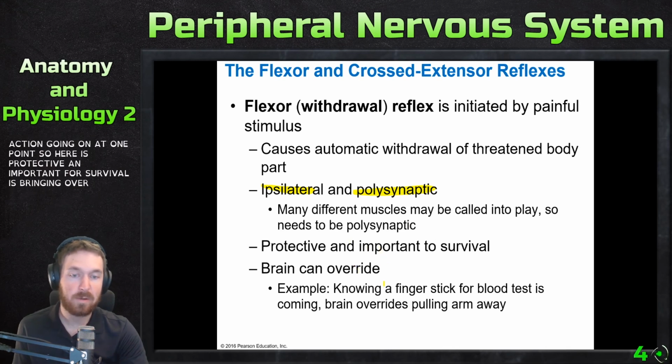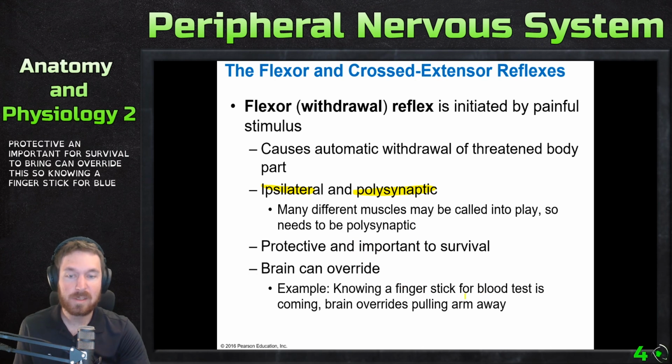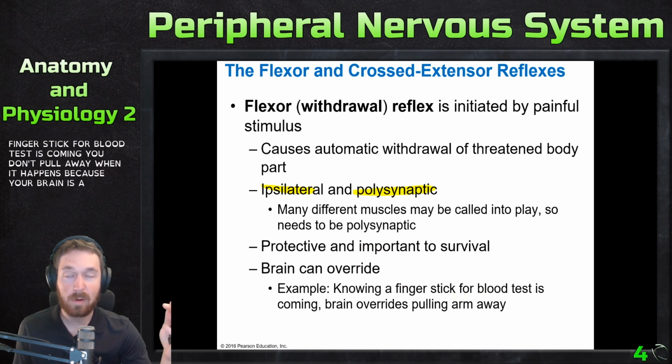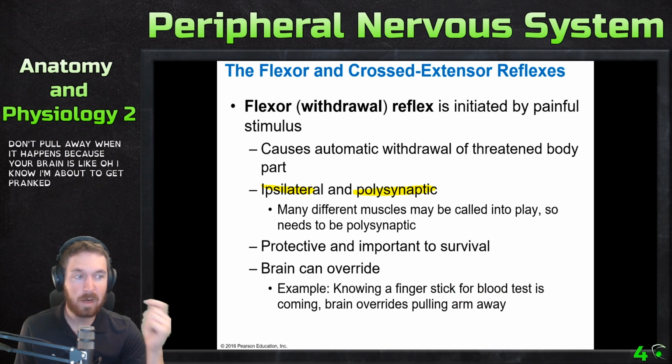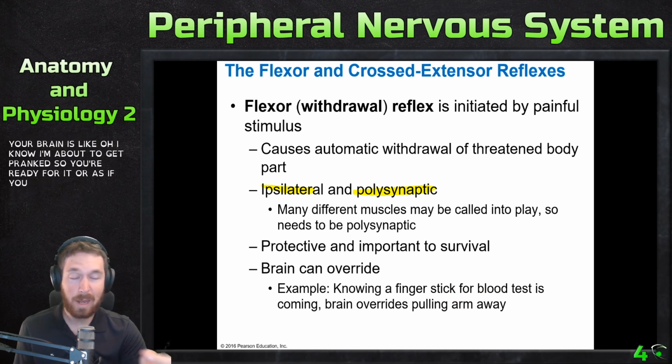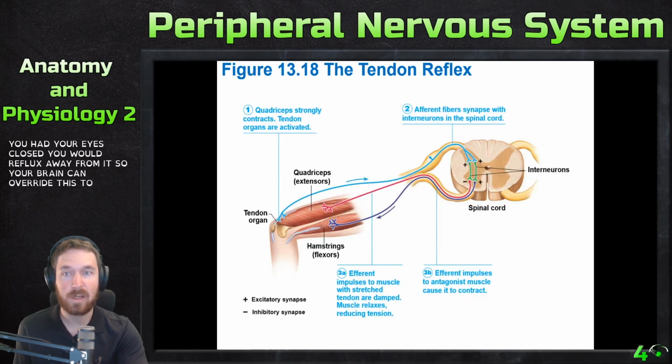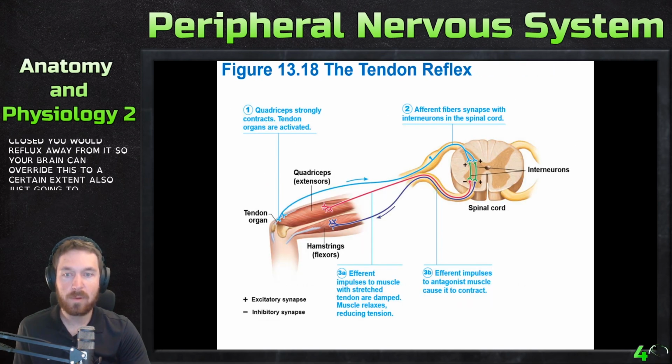Brain can override this. So knowing a finger stick for a blood test is coming, you don't pull away when that happens because your brain is like, oh, I know I'm about to get pricked. So you're ready for it. Whereas if you had your eyes closed, you would reflex away from it. So your brain can override this to a certain extent. So just going through a couple different examples here.